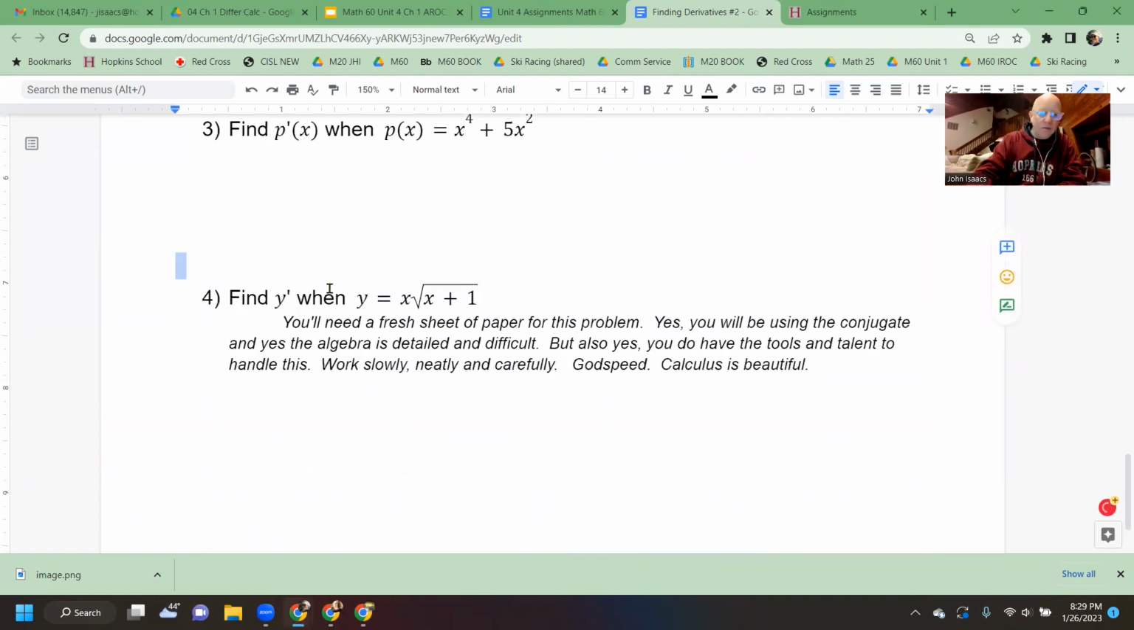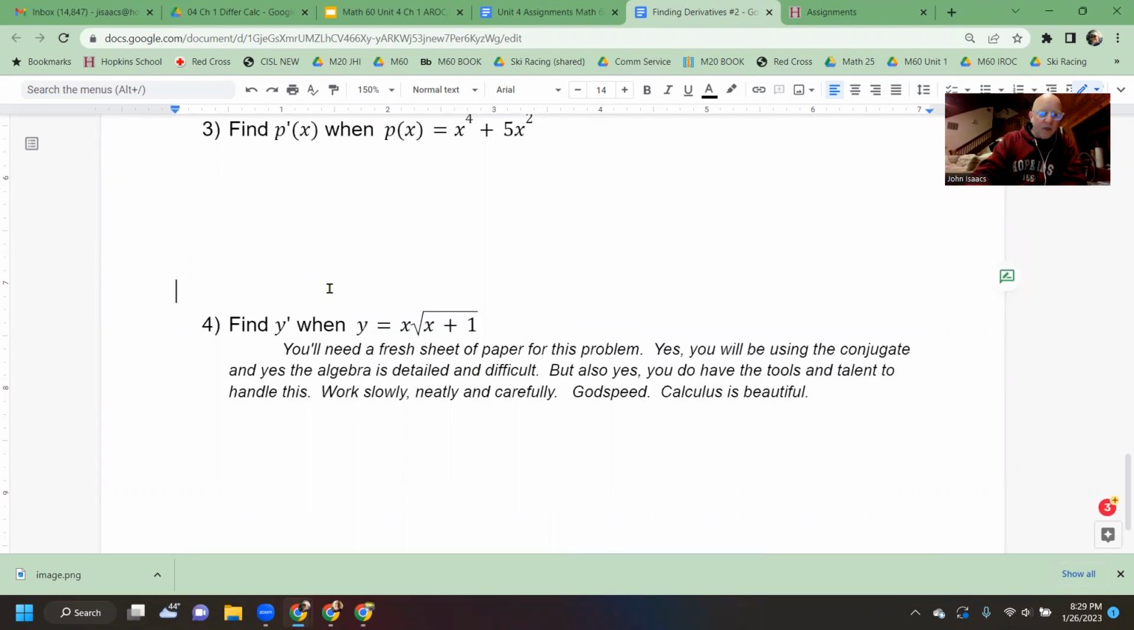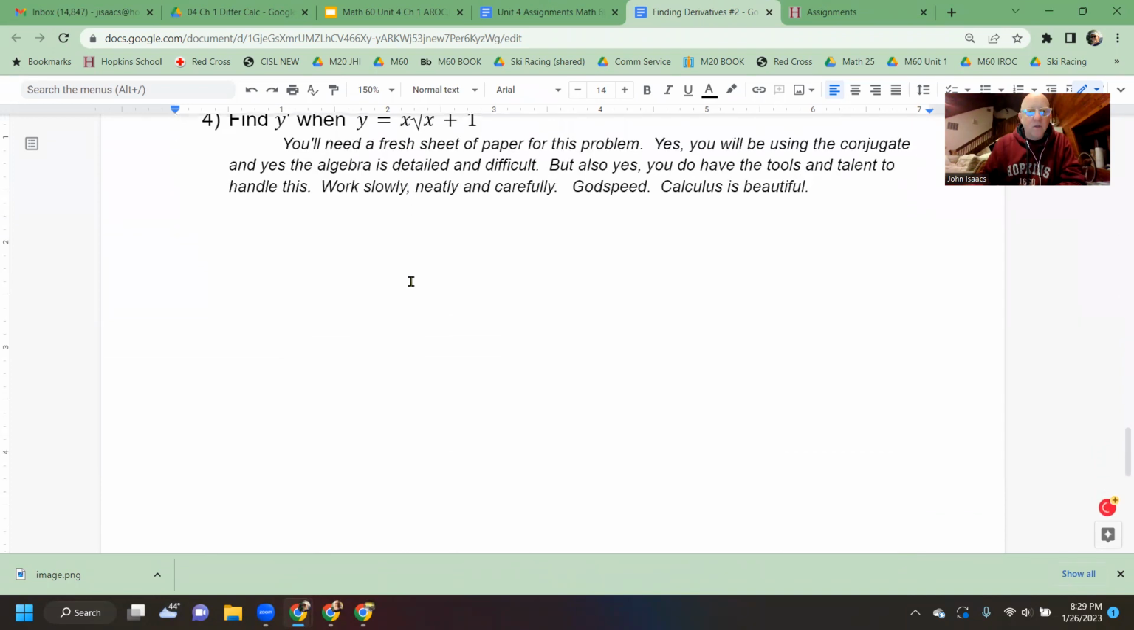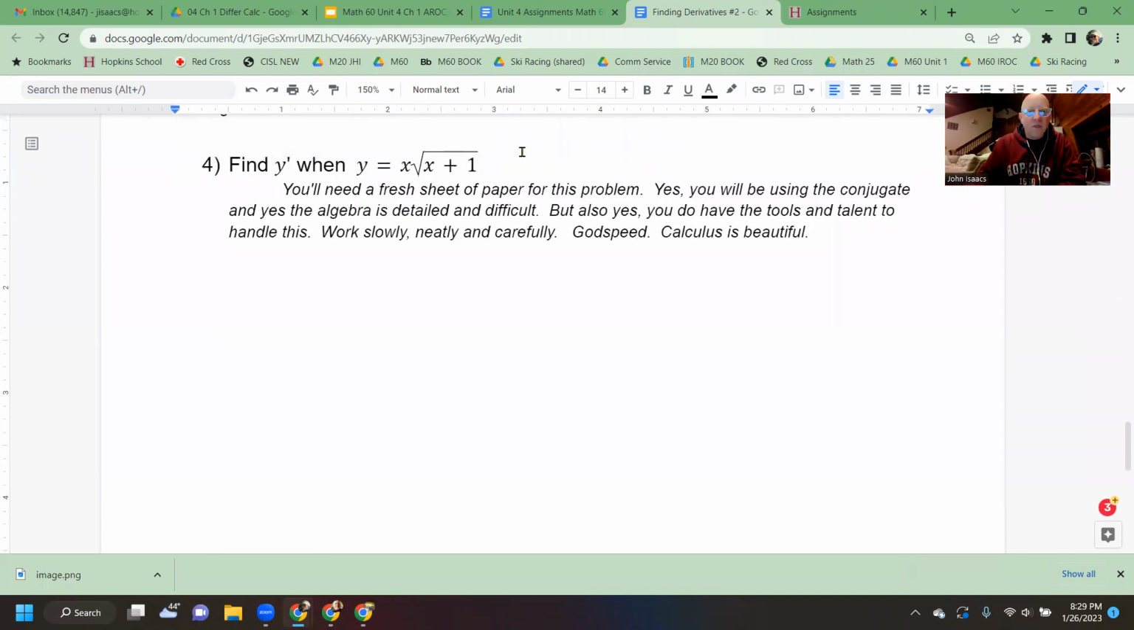So I'm going to try to make a little space here to work on this, and we'll see if we can do this problem. It says find y prime. That's the derivative of y, when y equals x times the square root of x plus 1. Okay, we'll do it right here.